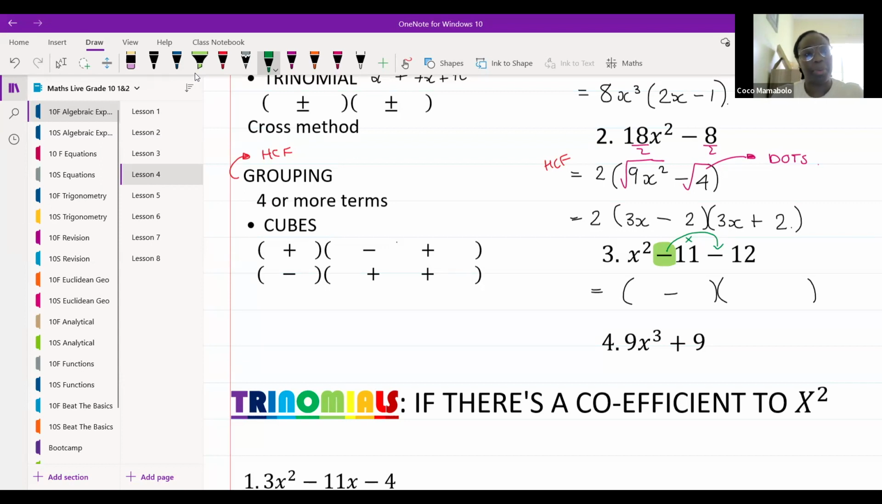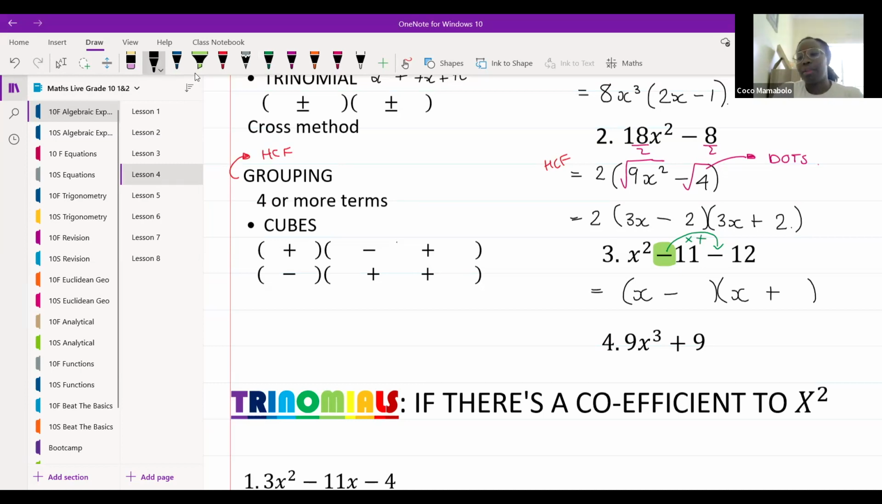That's it, Amanda. Beautiful, Tejo, that's it. A negative times a positive, which means my other bracket must have a positive in it. So this will have a positive. Then we're going to find the factors of x squared. That's just going to give me x and x.